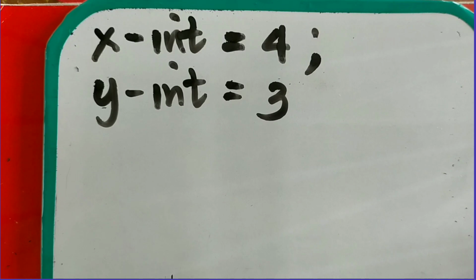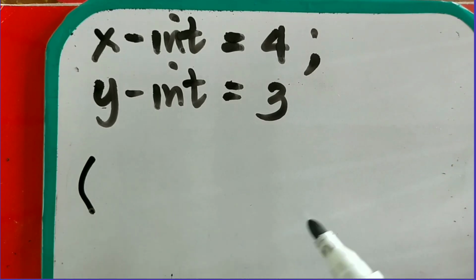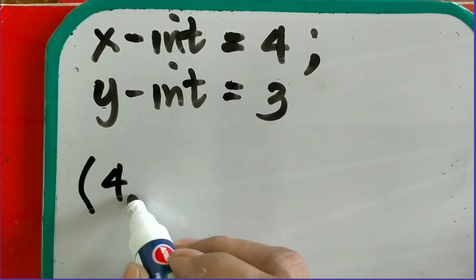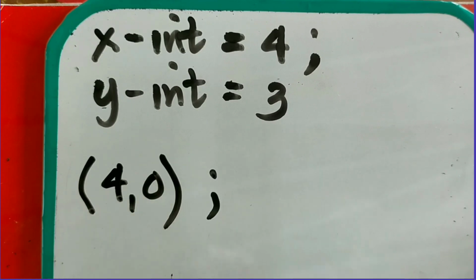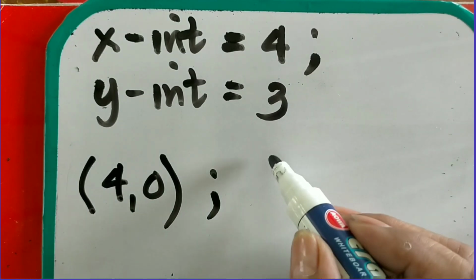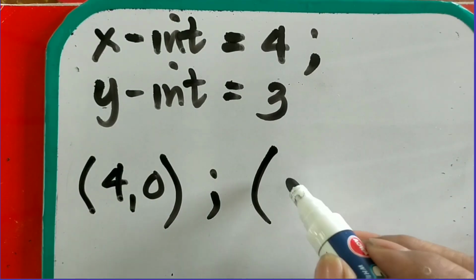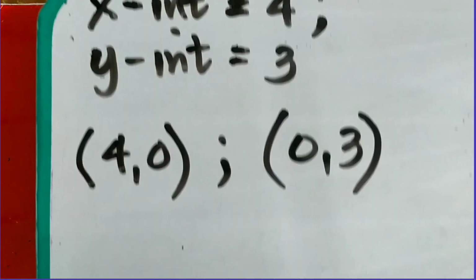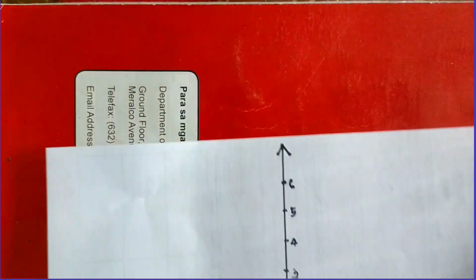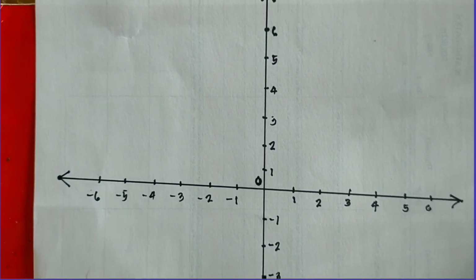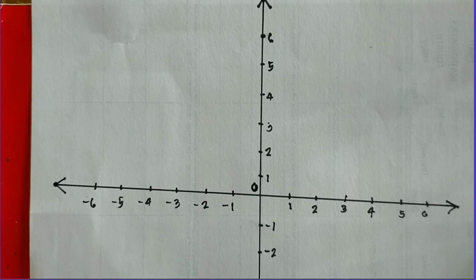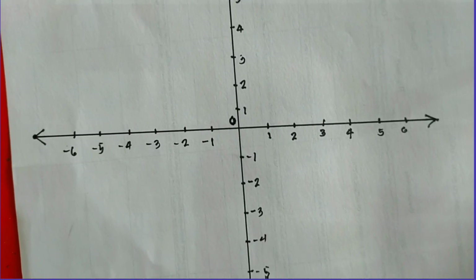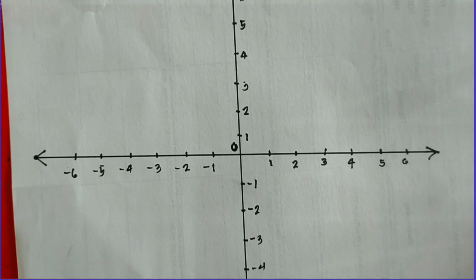Okay, after obtaining our x and y-intercepts, remember our x-intercept is 4. In other words, one of the points is at (4, 0). And if the y-intercept is 3, then the other point is at (0, 3). Let's graph that. Using the Cartesian plane, our points are (4, 0) and (0, 3).